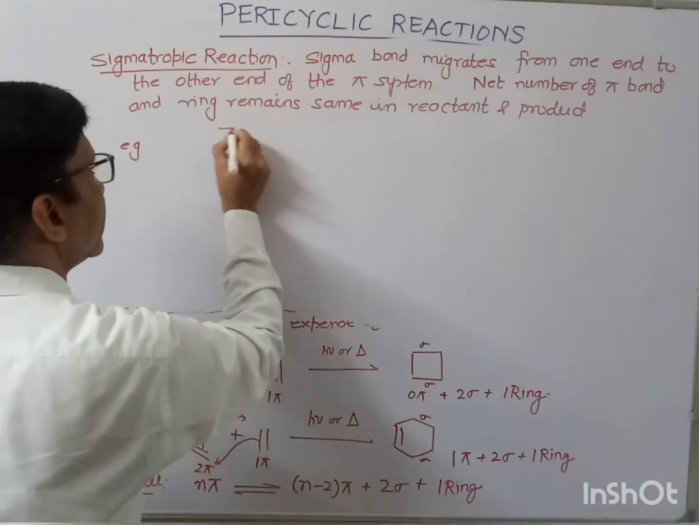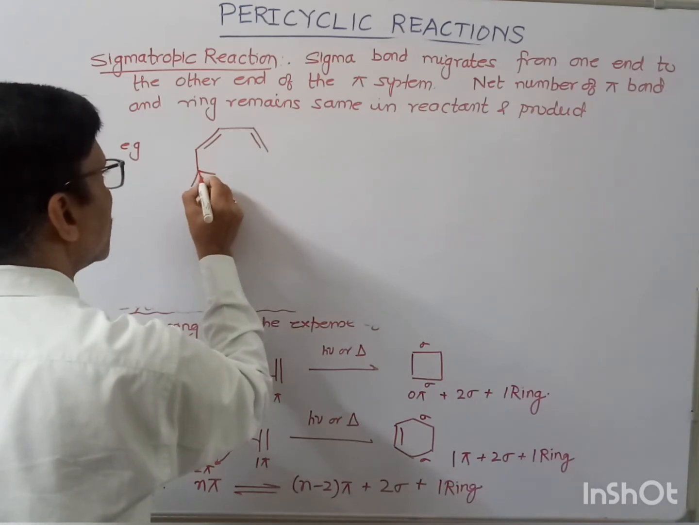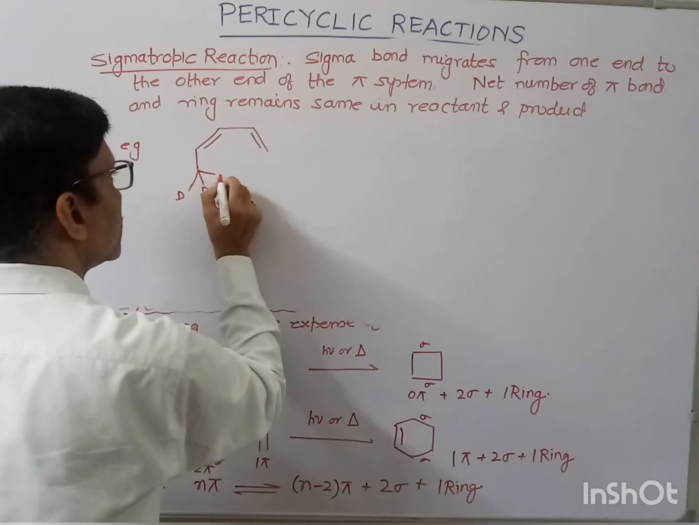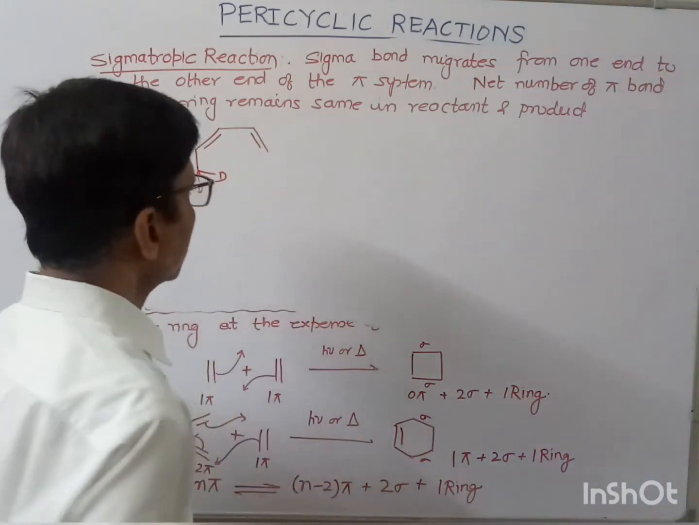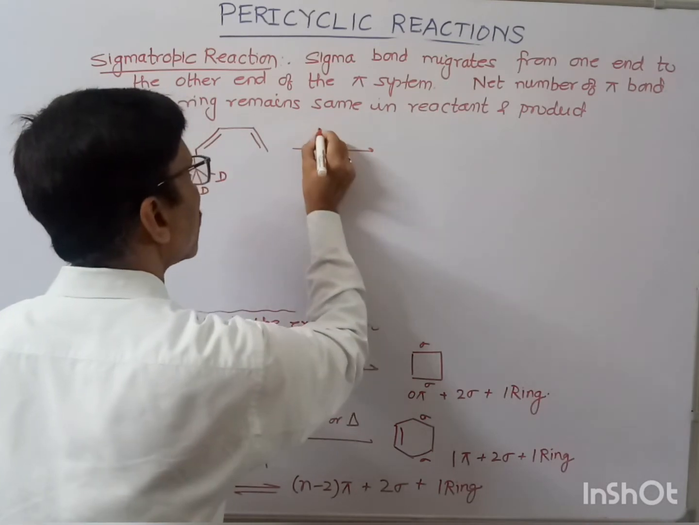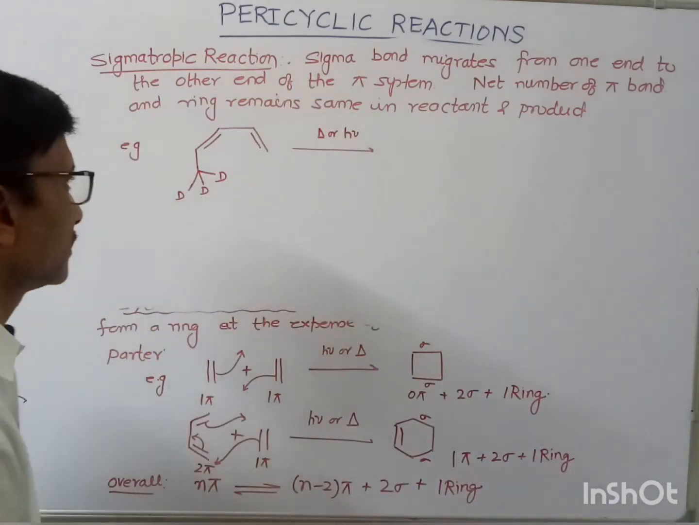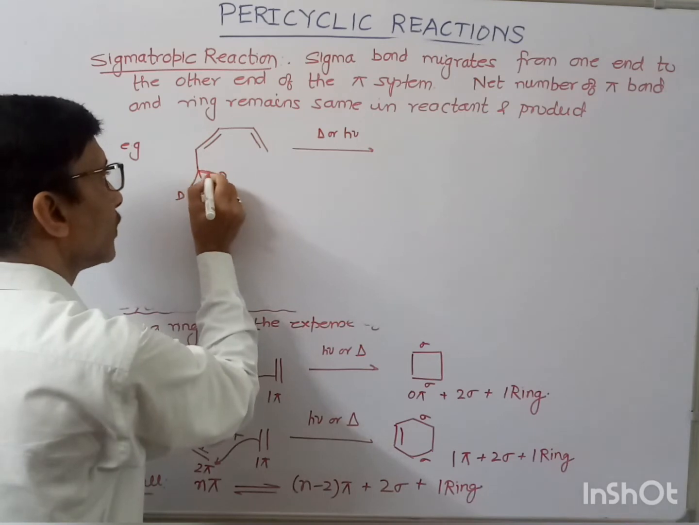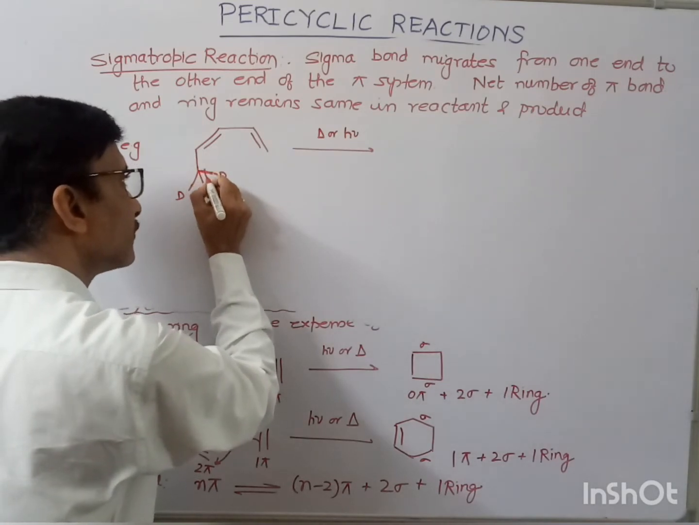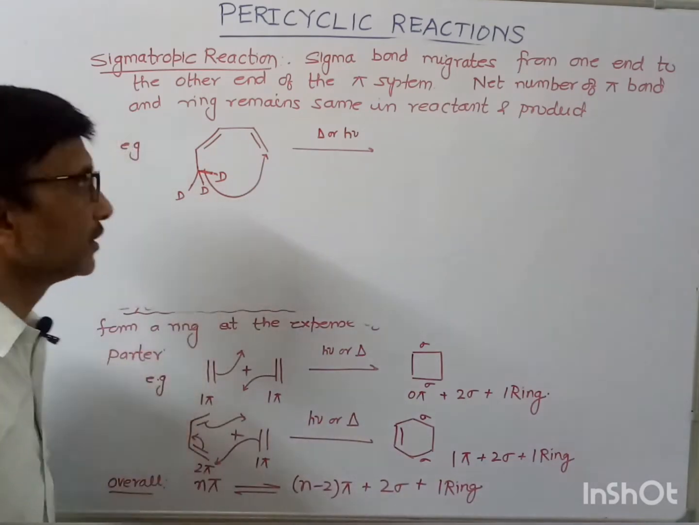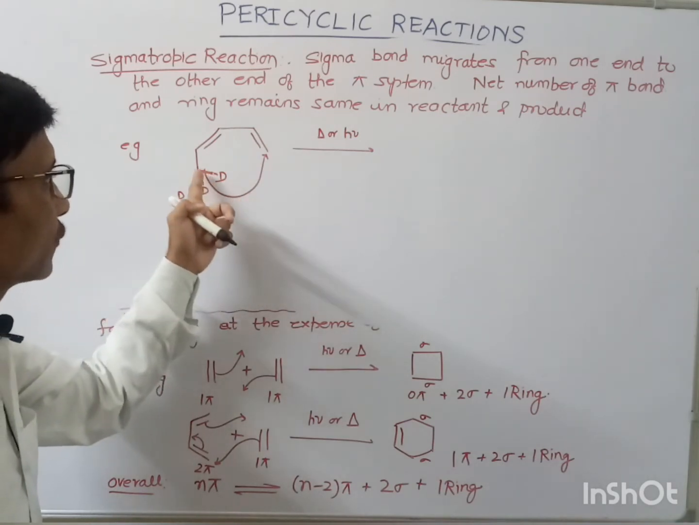If you will see the example, suppose I take one of the pi systems. Suppose this is our deuterated system. Deuterium is present in place of hydrogen, or deuterated pentadiene. So this, in presence of heat or light, what will happen? The sigma bond will migrate. So this sigma bond from one end, which contains the 2 electrons, and the deuterium with its 2 electrons will migrate to the other end of the pi system. So this is one end of this pi system, this is the other end. So this sigma bond will migrate from one end to the other.